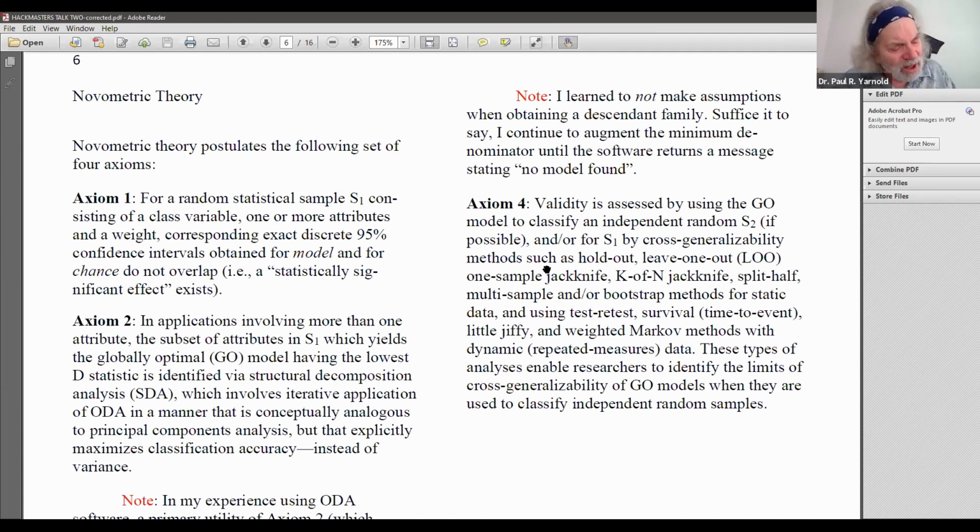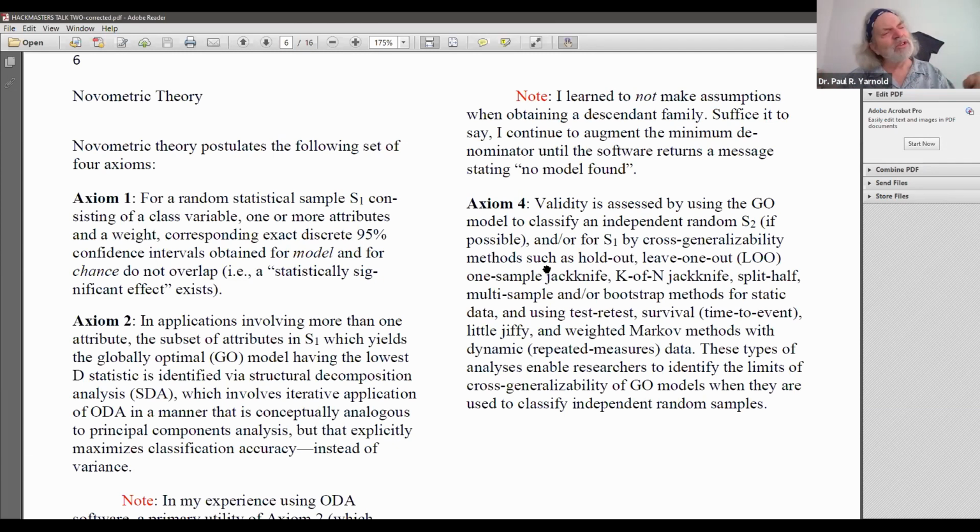There are a whole bunch of them. I list K out of N, jackknife, split halves, one sample jackknife, multi-sample bootstraps, all sorts of stuff. In my book, I talk about that. In papers, I talk about that. But I use leave-one-out jackknife because that is the one that you can do with everything. And here's how LOO works. Did I already describe that? I don't think I did, so I'm going to describe it just in case.